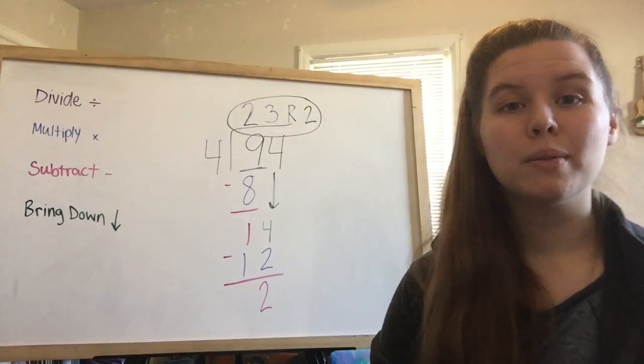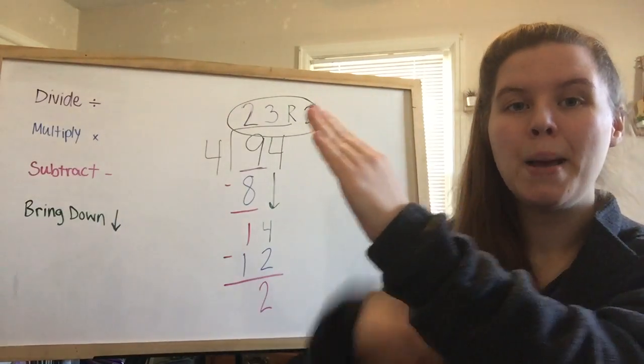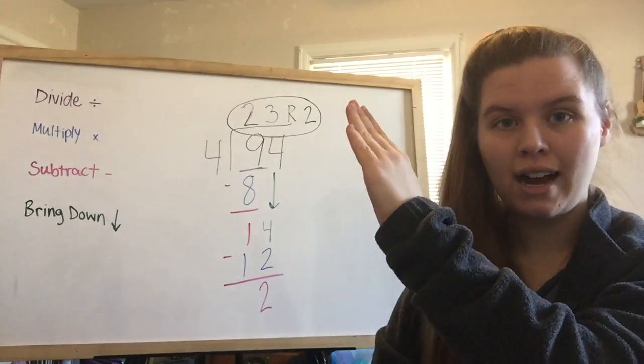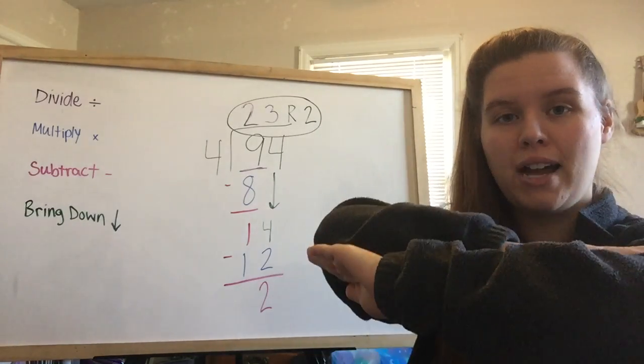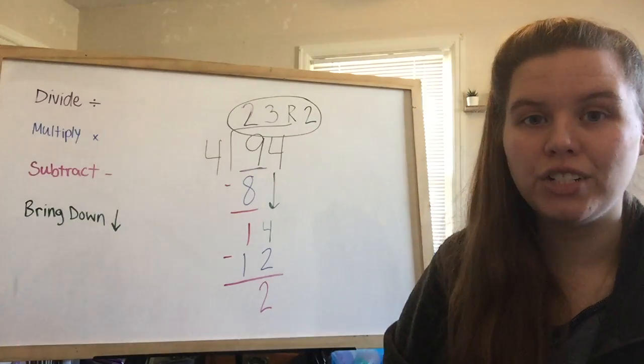So let's go over our steps one more time, guys. Ready? Do it with me. Divide, multiply, subtract, bring down. Divide, multiply, subtract, bring down. And that is our steps for long division.